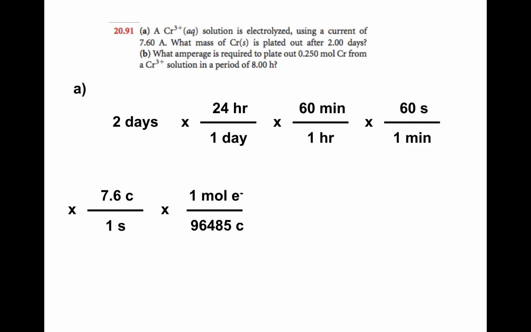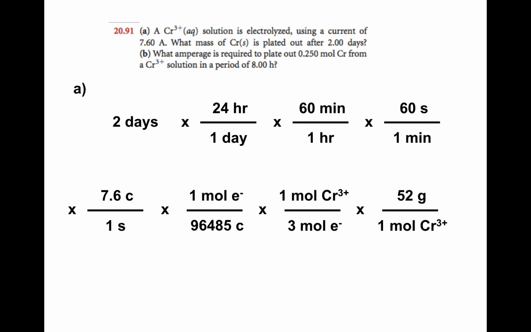Now I can use Faraday's definition to go from how many coulombs you have in 1 mole of electrons to get to mole of electrons. And now I recognize that it takes 3 moles of electrons to reduce chromium 3 plus. Use the molar mass of chromium to get to grams. And so it's a big, long converting problem, right? With this amperage running for 2 days, I could generate 235.9 grams of chromium.